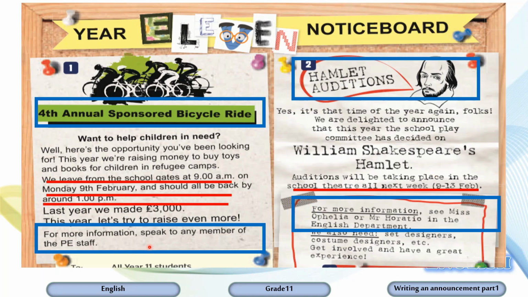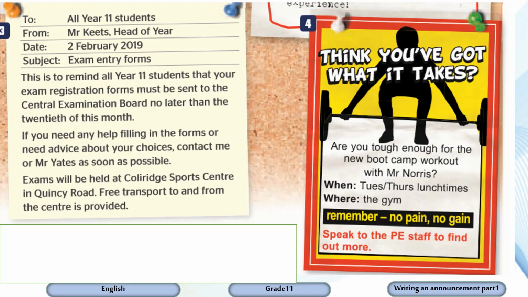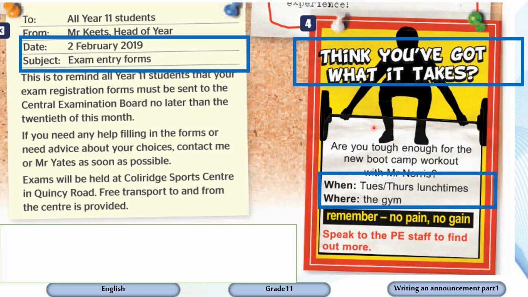Next boxed text. For more information, speak to any member of the PE staff, and this is the same here. For more information, see, and you have the contact name. So now let's have a look at announcements 3 and 4. Focus on the box text, the date, subject or topic. Here the heading shows the topic, when and where, the date and the location, and the underlined phrases.